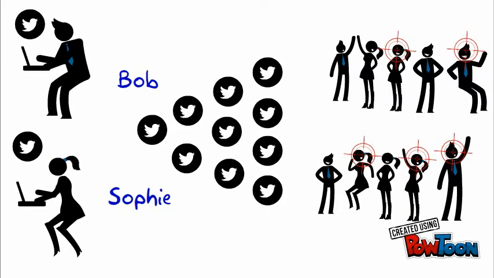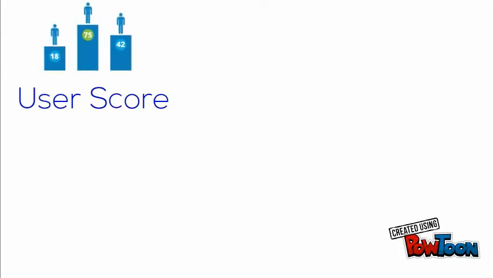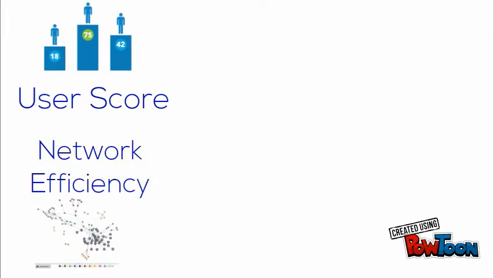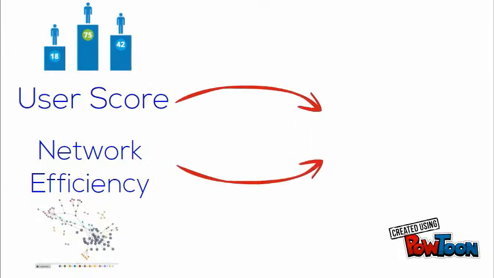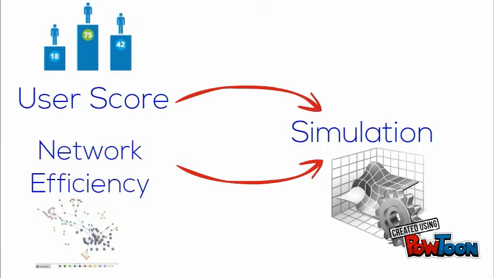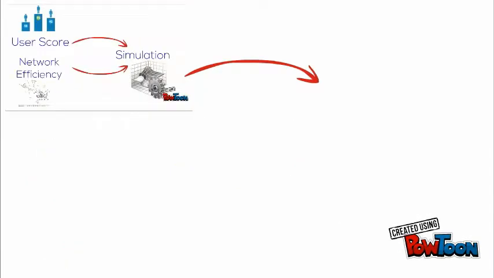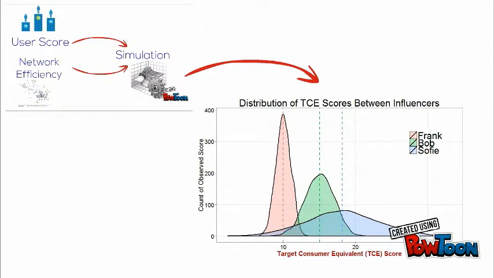And that's what we do in three parts. Part one is the user score. So this is a score for each follower in the network. Then there's the network efficiency for each influencer. These two parts feed into the third part, which is a simulation model. From the simulation model, we can get a distribution of scores among influencers and more powerfully compare them with some statistical metrics. Now let's explain this part by part.